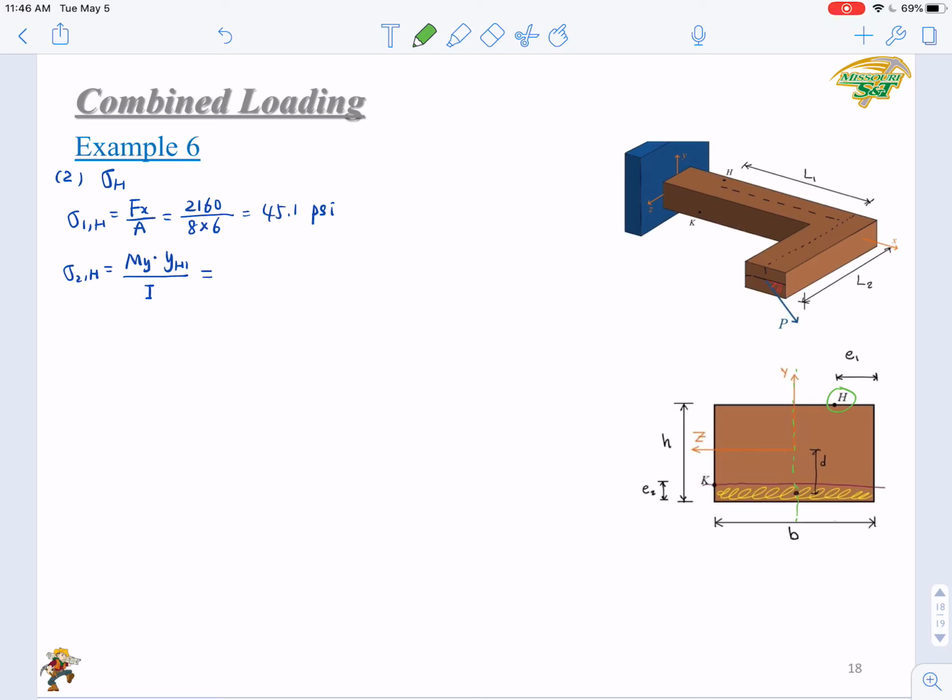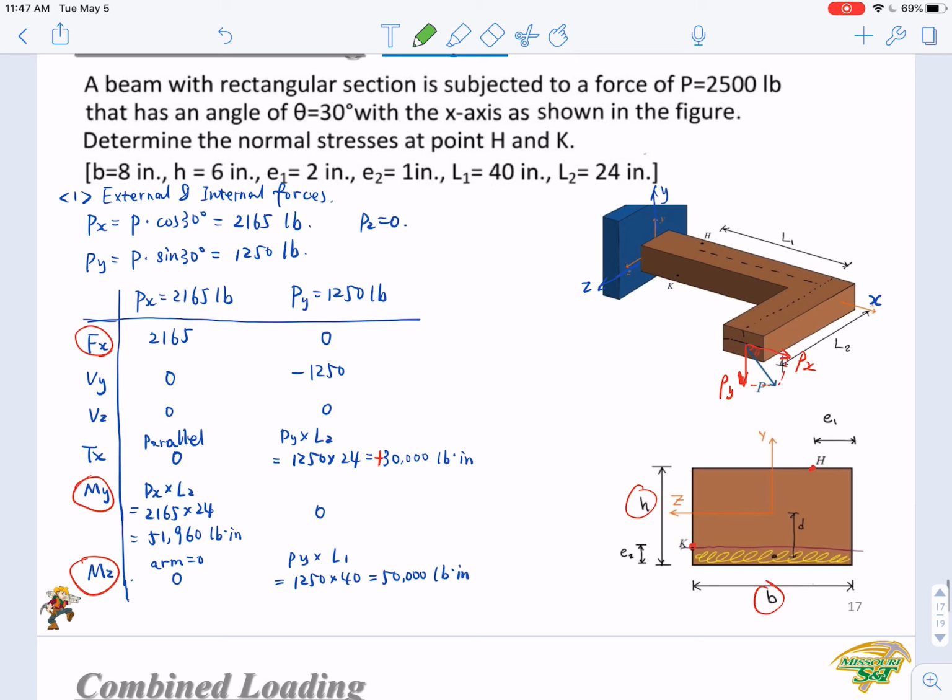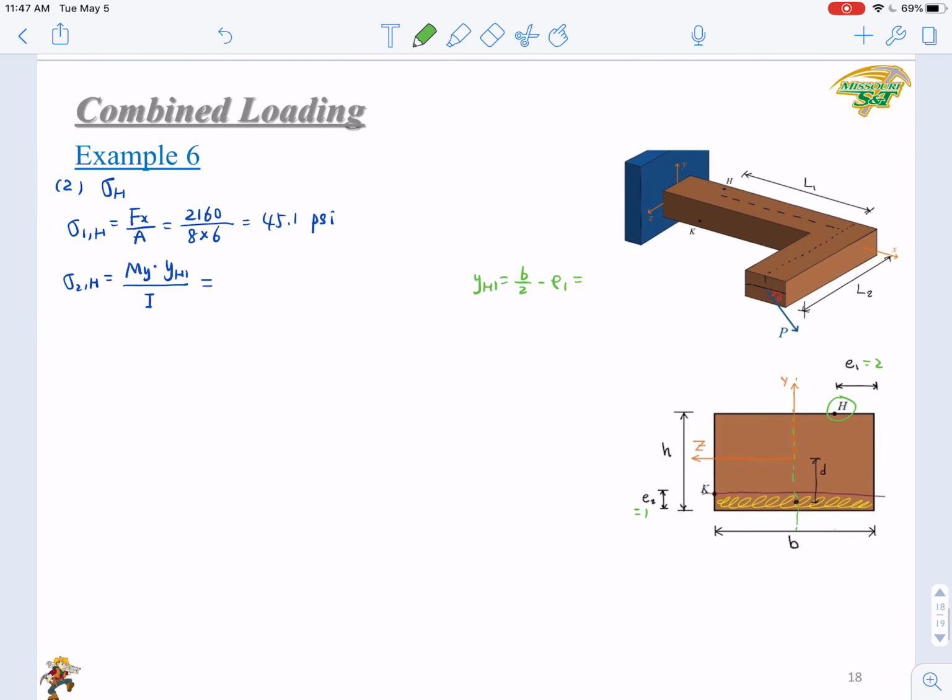So here the YH1 will be what, half B minus E1. B is 8, so 4 minus E1, which is 2. E1 equals 2, E2 equals 1. Is that correct? Yes. Here is 8, H is 6. Okay. So here it would be 2.